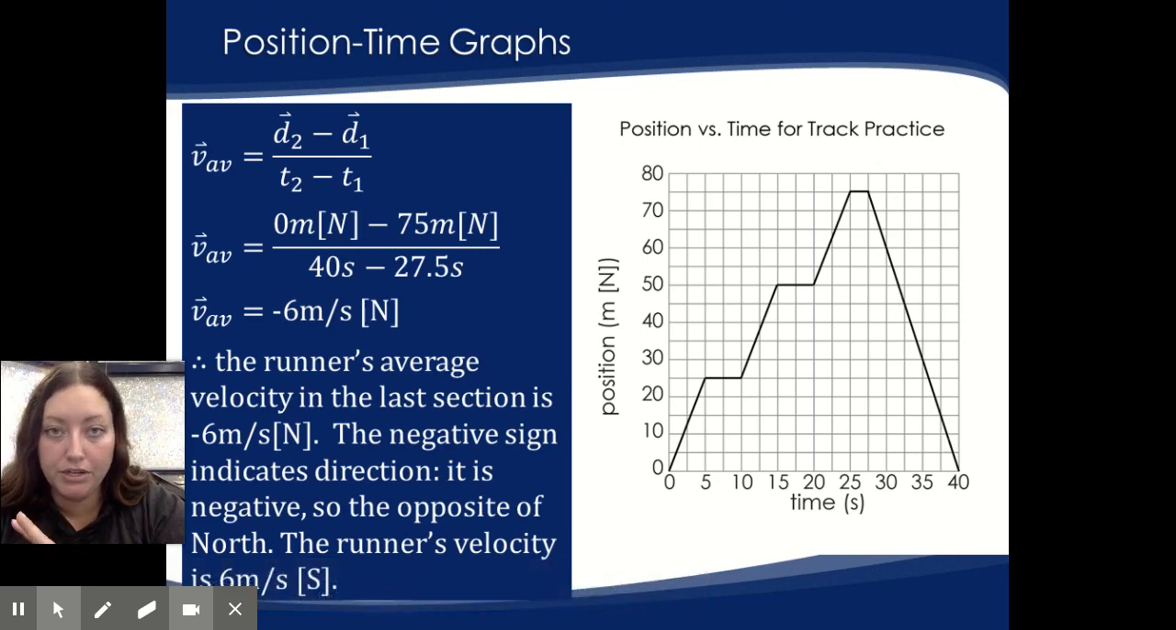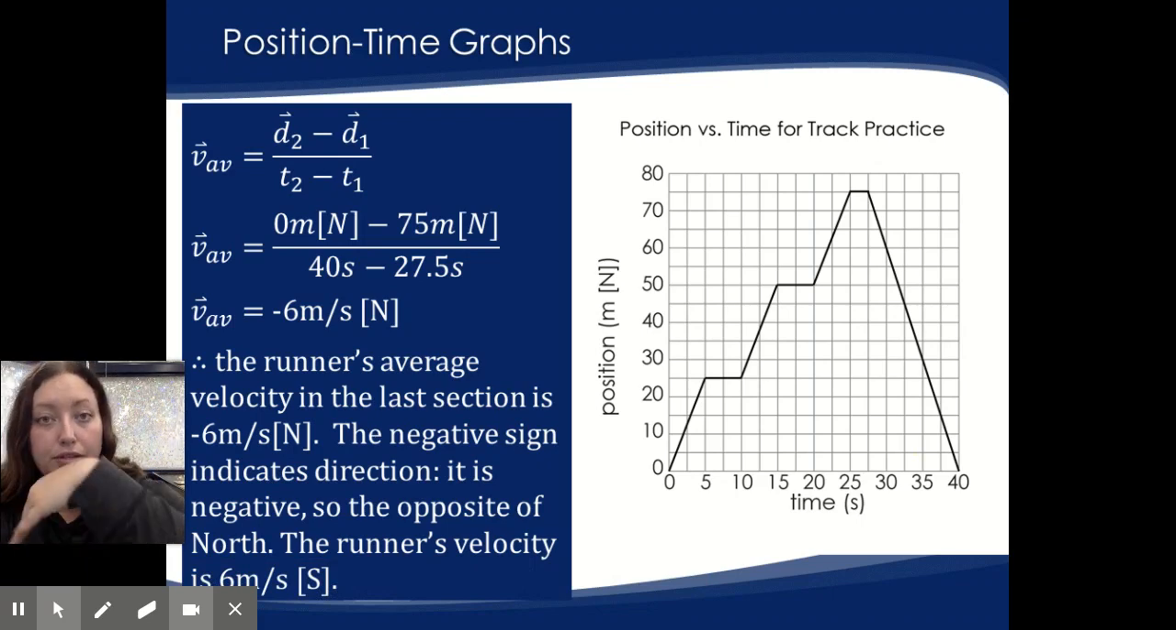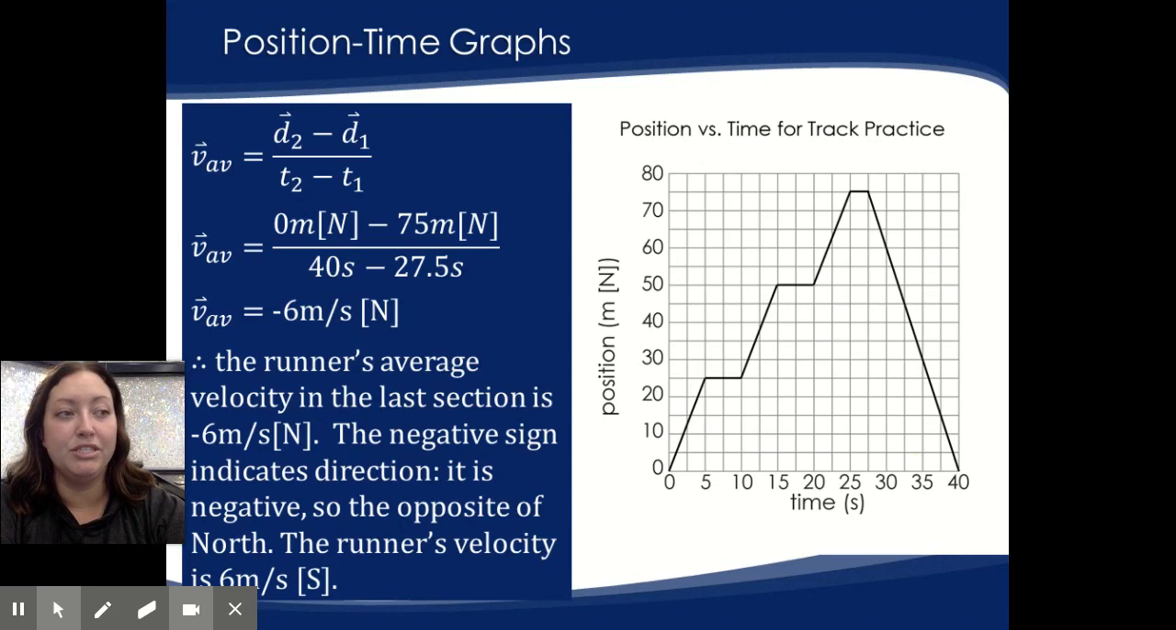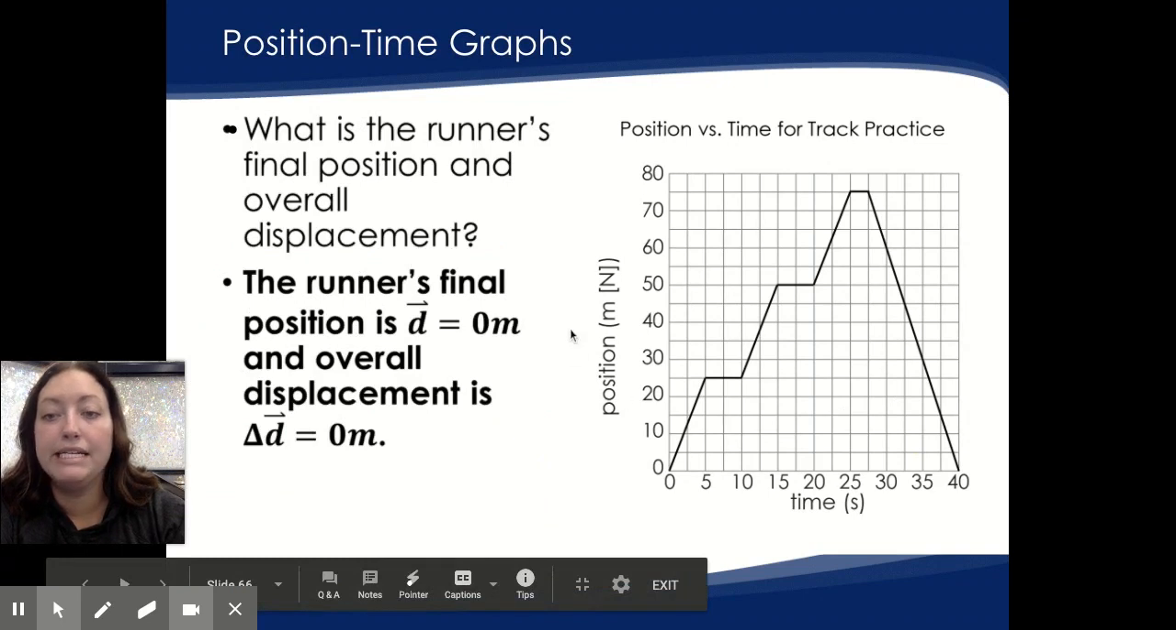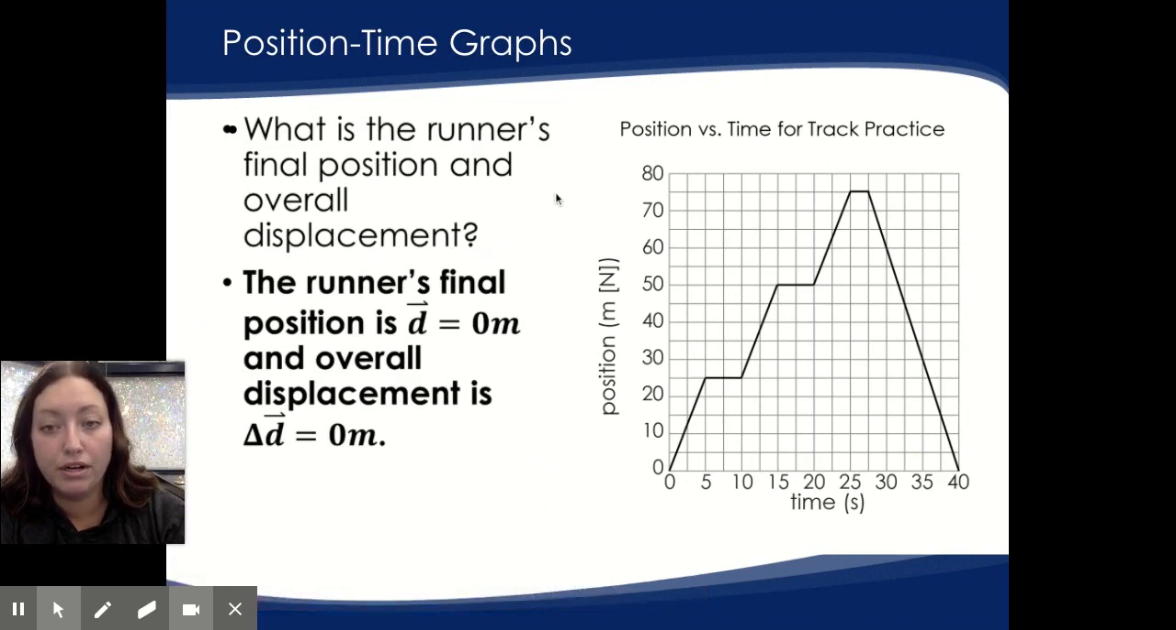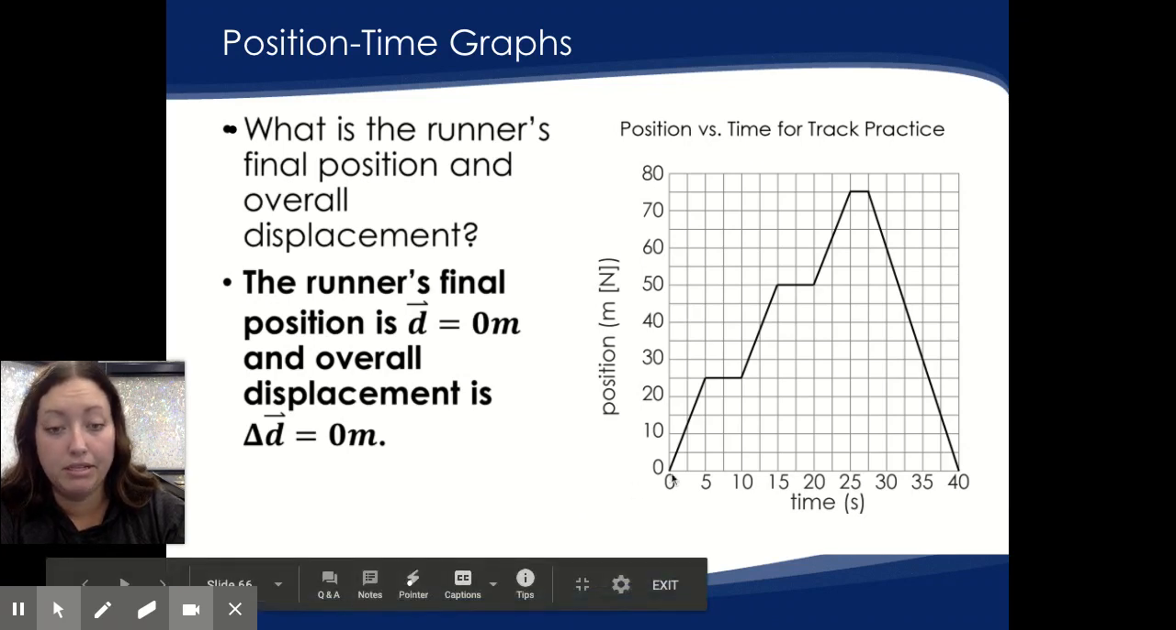So you have two indications of change in direction there. The slope of the line has changed, and then you also get a negative velocity. So anytime you get negatives, just be aware that that's indicating a change in your direction. Okay, so his final position and overall displacement would be 0 because he ended up where he began.